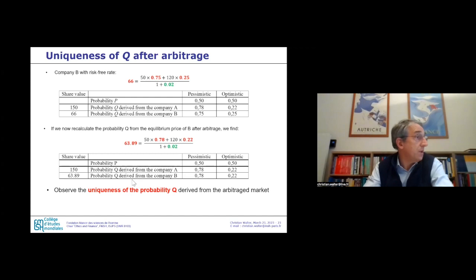Okay, so I will conclude these results because I think it's 1 hour. And what I would like to emphasize here is that arbitrage in the markets has a very strong effect to render the probability Q unique. So I have to stop here. I am very sorry, but I think it was too long. And okay, I think we can discuss now about the slides presented. Thank you anyway.